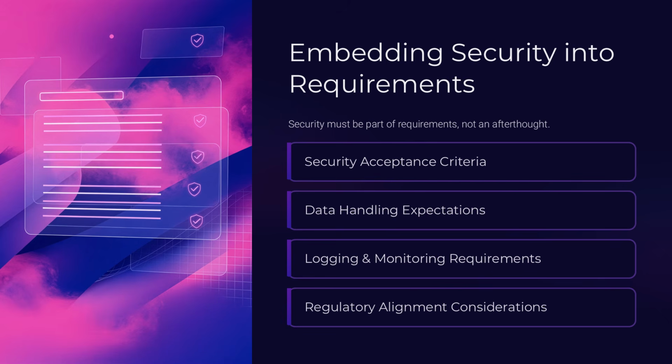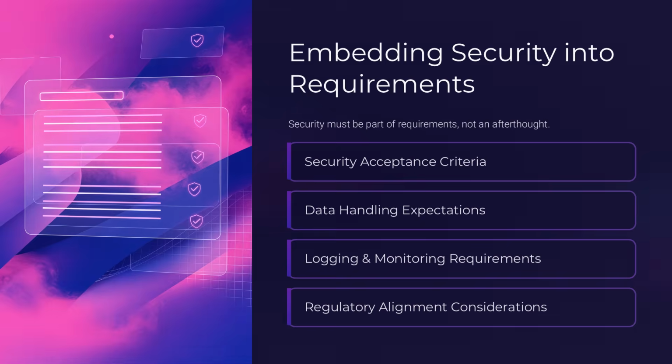If product owners define functional requirements without security criteria, engineering teams optimize only for functionality. You should require that every significant feature includes security acceptance criteria, data handling expectations, logging and monitoring requirements, regulatory alignment considerations. When security is written into requirements, it becomes part of delivery definition. When security is implied but not formalized, it becomes negotiable under delivery pressure.